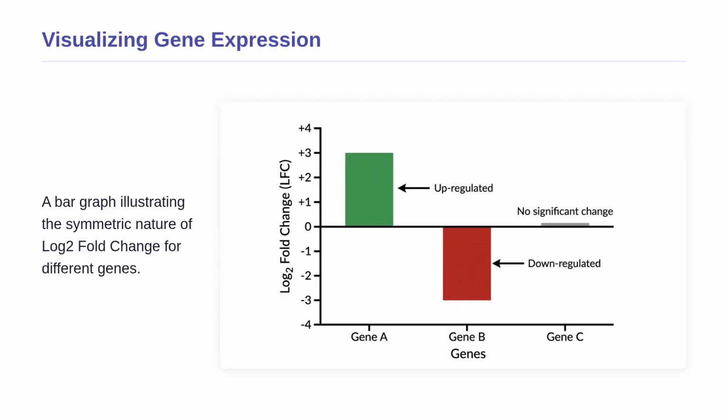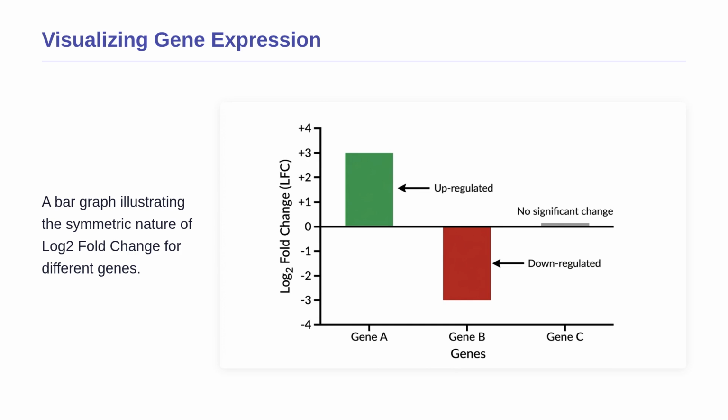Now that we have calculated these values, let us visualize what this looks like in a computational pipeline. On screen, you are seeing a bar graph representing the log2 fold change for 3 different genes. The horizontal axis represents the specific genes, while the vertical axis shows the LFC values, perfectly symmetric around the 0 line. Look at gene A on the left.